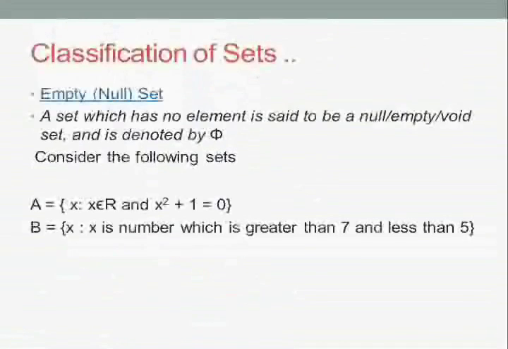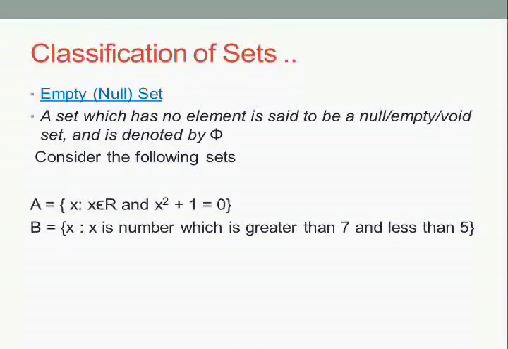Empty or null set. A set which has no element is said to be a null or empty or void set and is denoted by the Greek letter phi. Consider the following sets. A equals the set of all x such that x belongs to R and x squared plus 1 equals 0. B equals the set of all x such that x is a number which is greater than 7 and less than 5.